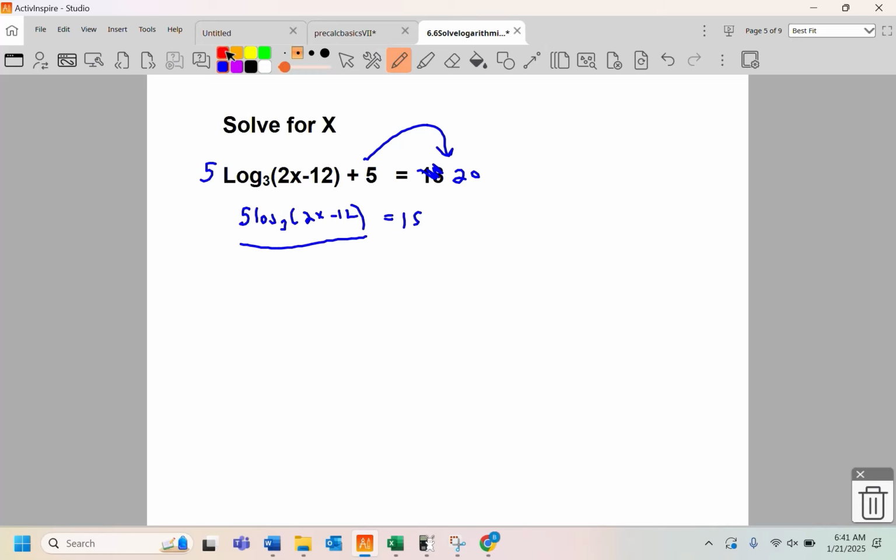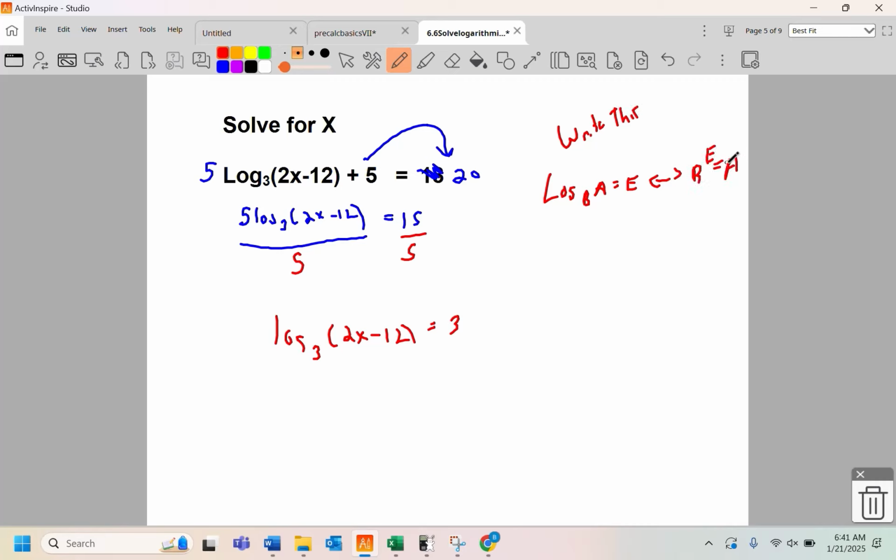Now I'm going to divide out my 5. Now I have a log whose base is 3, whose argument is 2x minus 12, and it equals 3. All right, so now we're going to do the whole idea of log is bay, and you should probably be writing this down if you don't know this, because this is what it's all about. I have a base, I have an argument, which means this is my exponent, okay? 3 to the third must equal 2x minus 12.